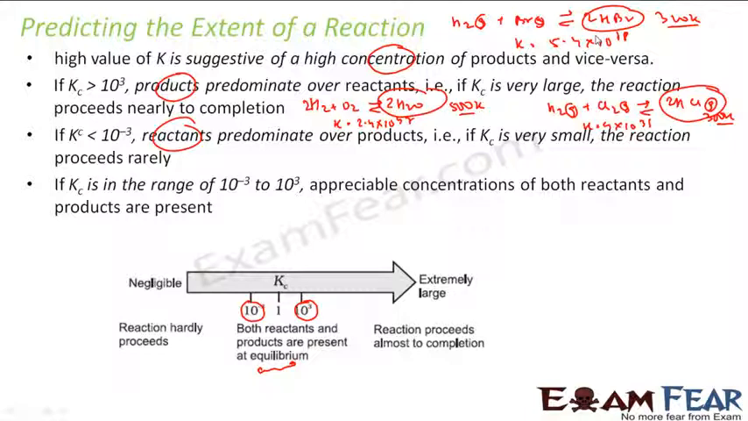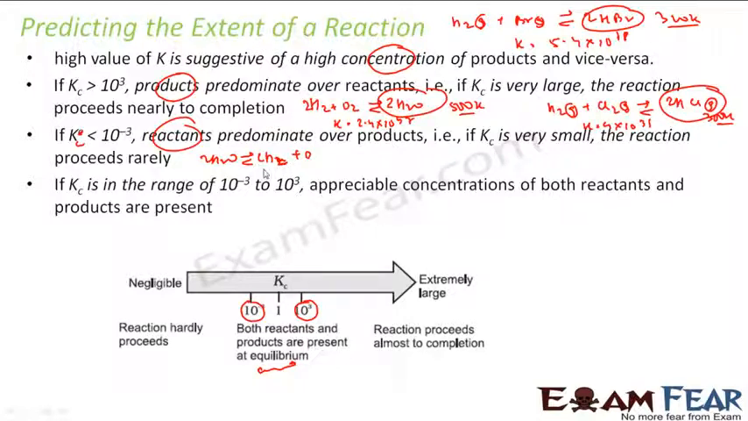Correct. Let's take the example of this one, where Kc is less than 10 to the power minus 3. One thing you can do is reverse the reaction. If you reverse this reaction, for example, if I say 2H2O breaks to form hydrogen and oxygen.